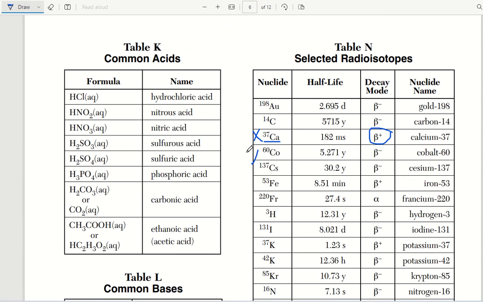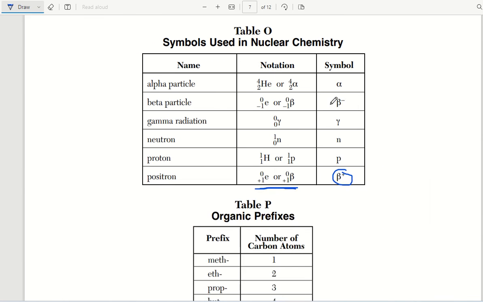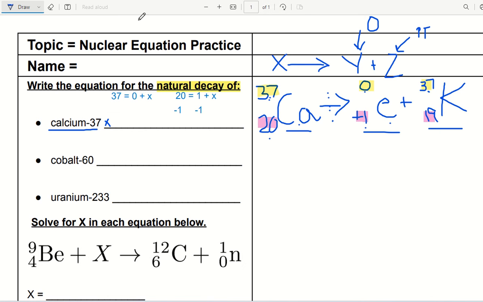Oh, look, right underneath here, cobalt 60. It has a different decay mode. It's this one. So what is that? Right here, beta particle. Remember, that's an electron. All right, so let's write this one. We have cobalt 60 yields, right? Because it's natural transmutation.